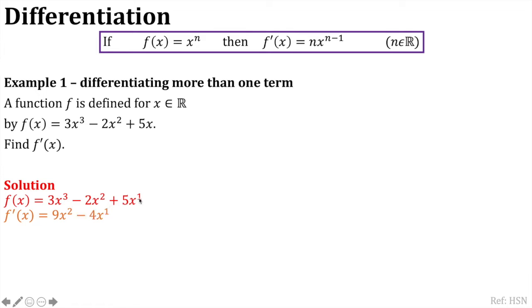And finally here, 1 multiplied by 5 gives me my 5, and taking 1 from the power gives me x to the power 0. Now, x to the power 0, remember, is always 1. So actually I've got 5 multiplied by 1 here, which just leaves me with 5 at the end. So my derivative here is 9x squared minus 4x plus 5. And that is my final answer.